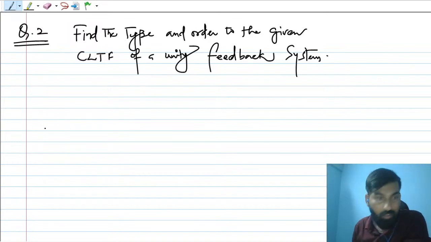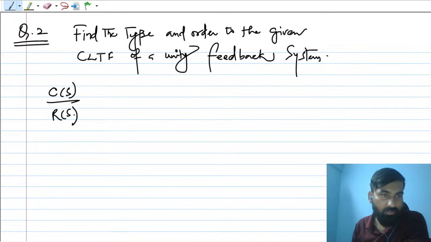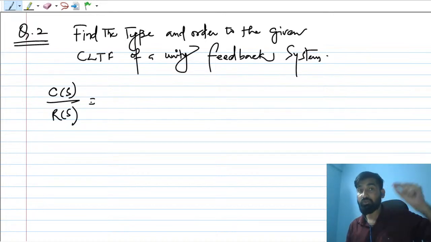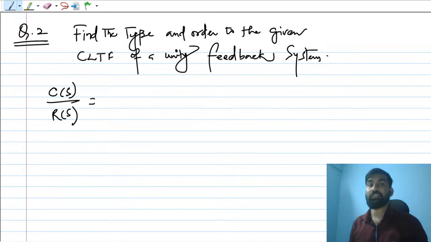So the closed loop transfer function is given, C(S) by R(S). Never ever try to start investigating system gain, type and order directly from the closed loop transfer function. This is a very important caution I am giving you, right?